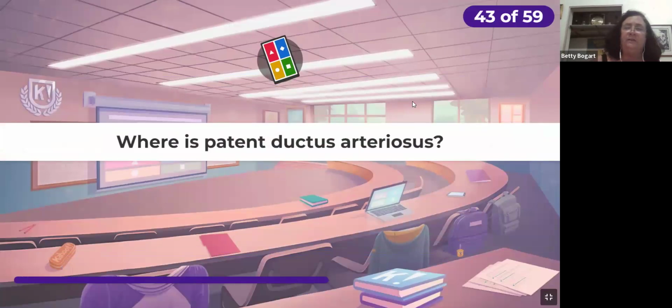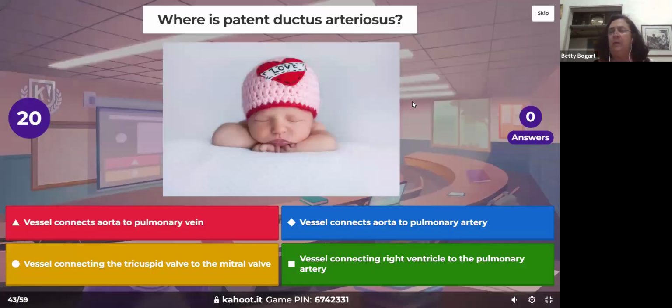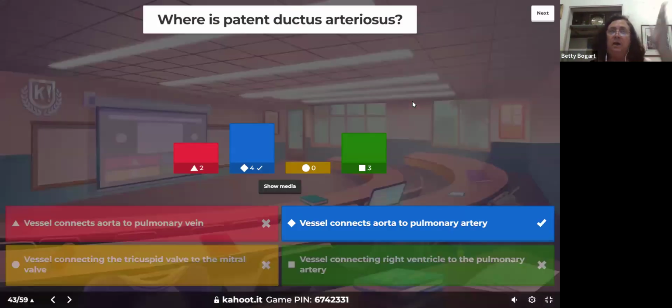Where is the patent ductus arteriosus? Where is the PDA? What does it do? What does it connect? Remember, it's my oxygen tube. What does it connect? Oxygen, pulmonary artery to the body, aorta, pulmonary artery to our aorta.